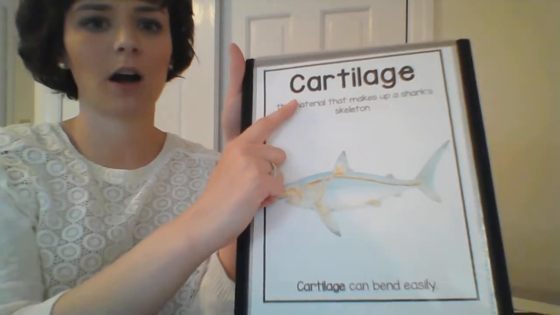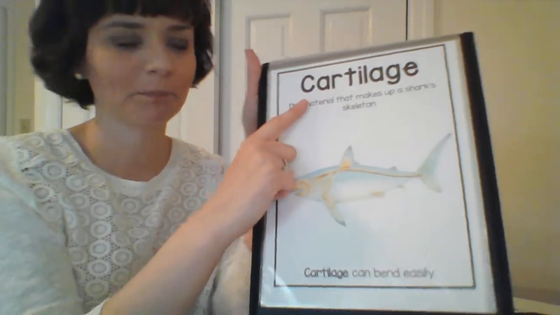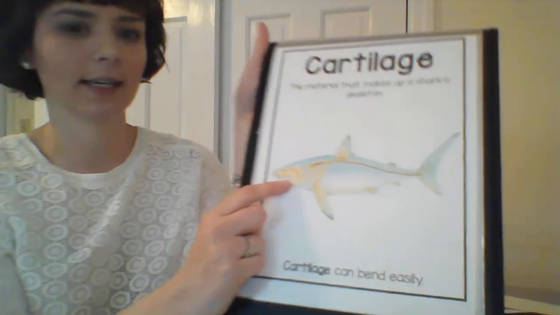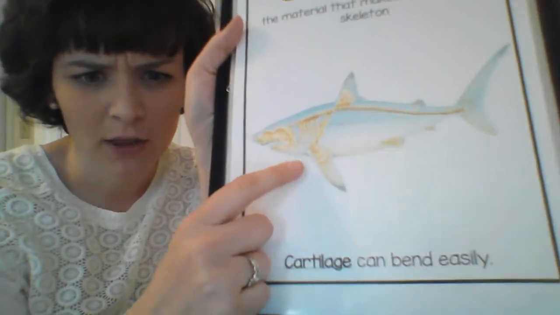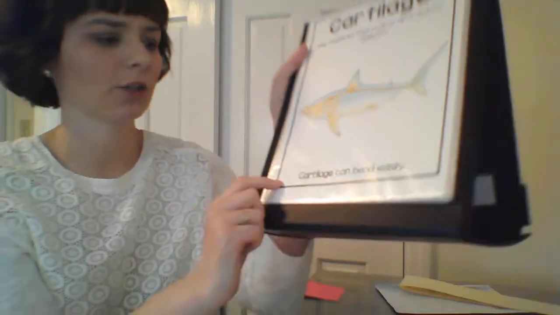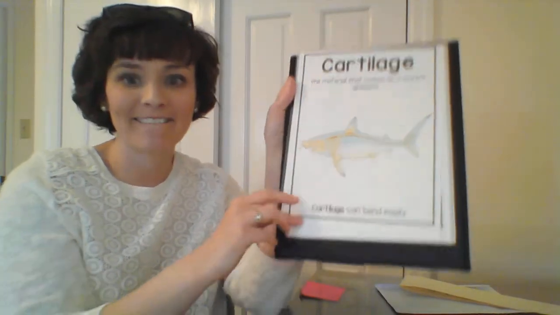Our next word is cartilage. Can you say that word? And that's the material that makes up a shark's skeleton. So we look at the shark, the cream yellowish part of the shark is the cartilage. And cartilage can bend very easily.